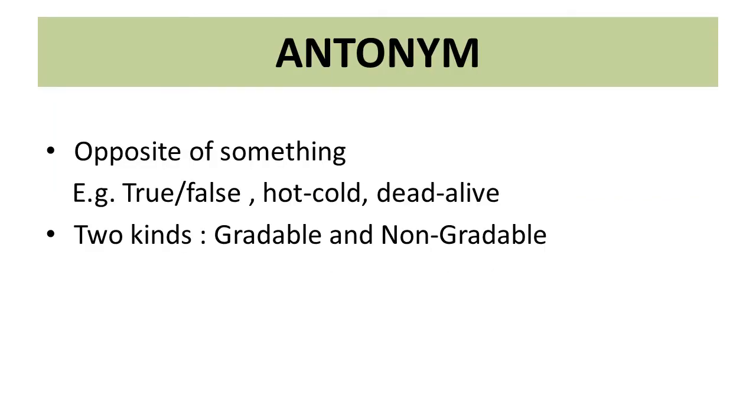So antonyms is basically something which is opposite. For example, true, false, hot, cold. As you can see, I have given some of the examples. Now broadly, antonyms are divided into two kinds, that is gradable and non-gradable antonyms. We have gradable antonyms, and then there are many kinds of non-gradable antonyms which we will be discussing in this video.